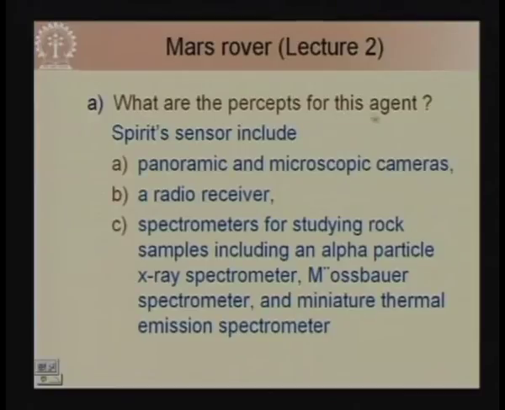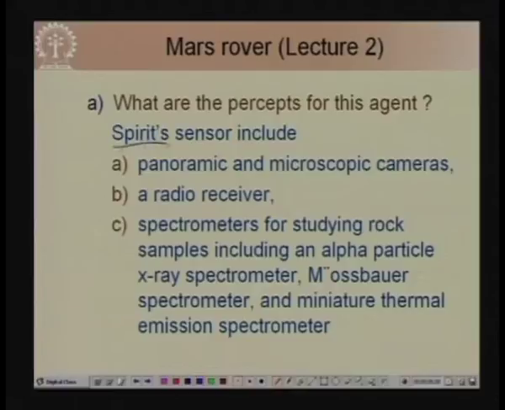Firstly, about the percepts that the agent receives, we looked at the website of the agent Spirit. Spirit is one of the Mars rovers that we talked about. Spirit's sensors include panoramic and microscopic cameras, a radio receiver, and various spectrometers for studying rock samples, including an alpha particle X-ray spectrometer, Mossbauer spectrometer, and miniature thermal emission spectrometer.